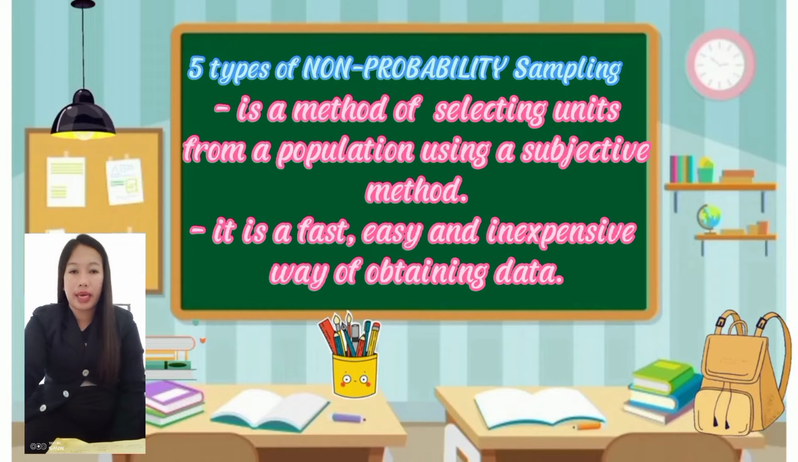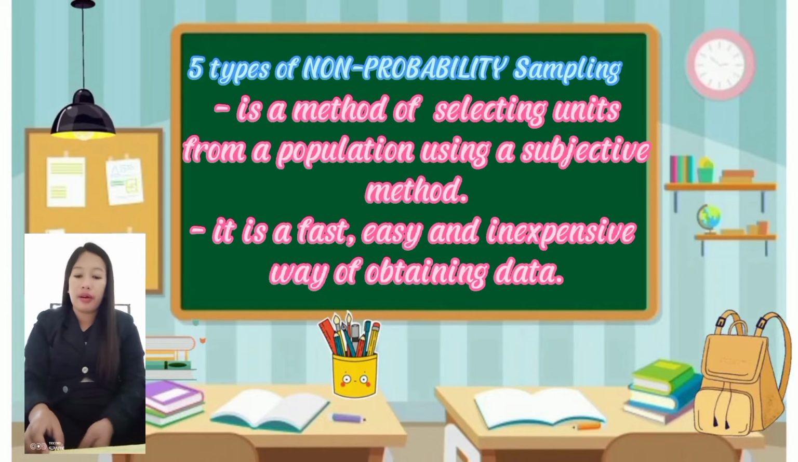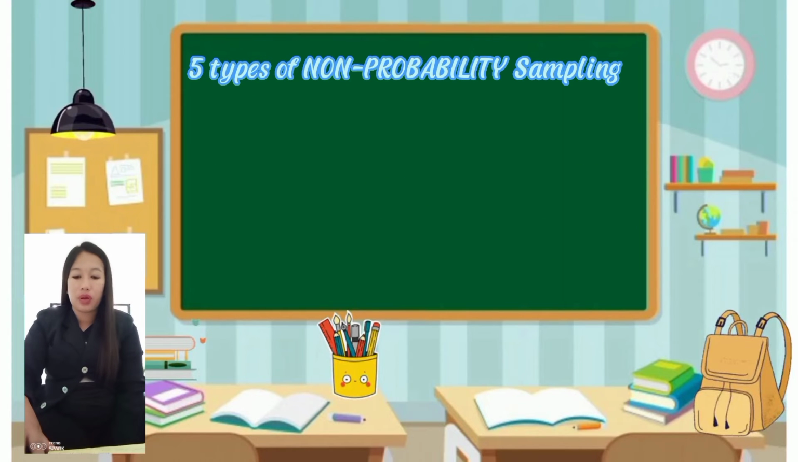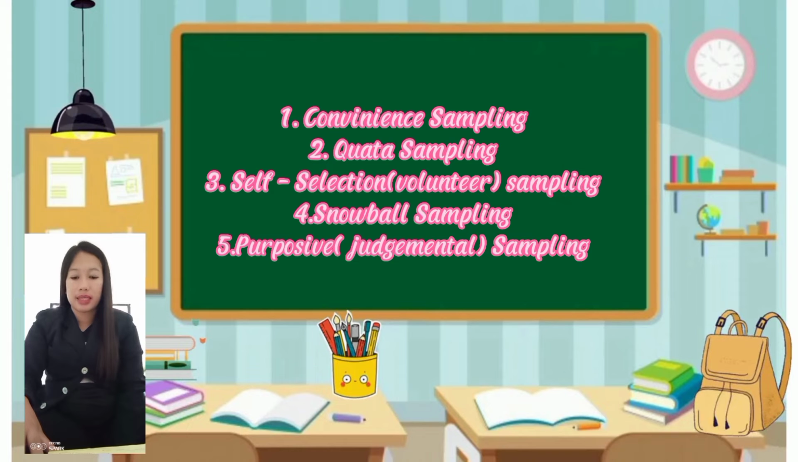Non-probability sampling is a method of selecting units from a population using a subjective method. And it is a fast, easy, and inexpensive way of obtaining data. And there are five types of non-probability sampling. First is the convenience sampling. Second is quota sampling. Third is self-selected sampling. Fourth is snowball sampling. Fifth is the purposive sampling.